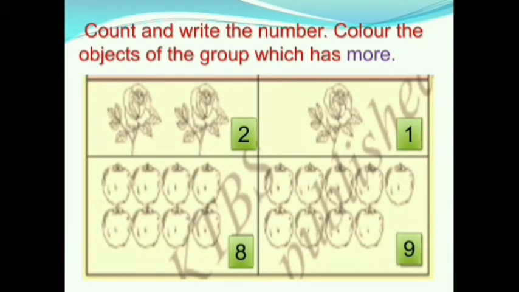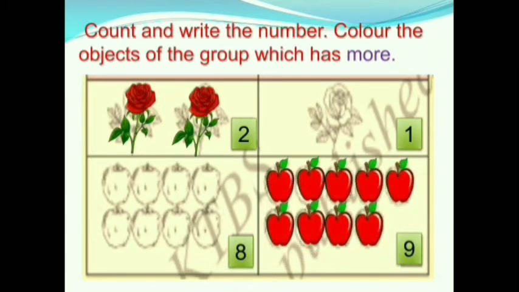Now we will color the group which has more number of objects. First, roses. 2 and 1. 2 is more or 1 is more? 2 is more than 1. So we will color the group which has 2 roses. Next, apples. 8 and 9. 8 is more or 9 is more? 9 is more than 8. So we will color the group which has 9 apples.